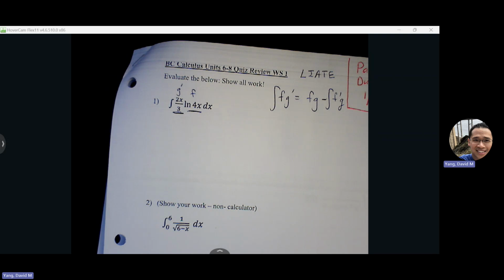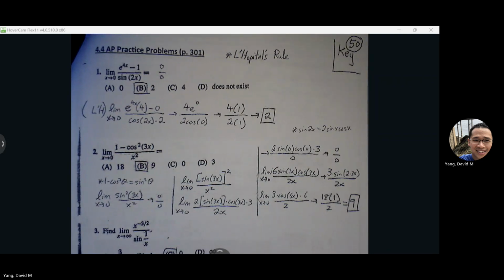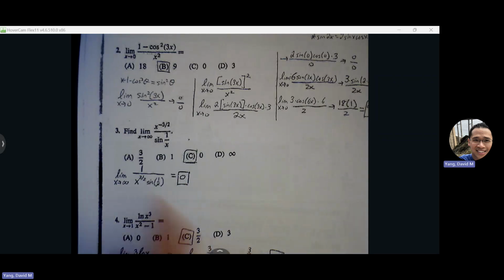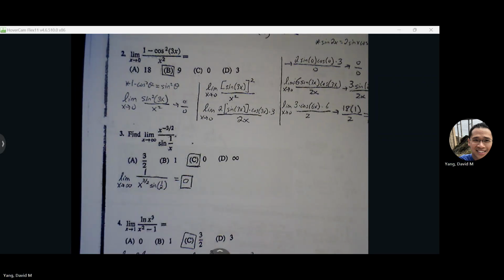Okay, which page? Okay. First one was number 3. I get why it approaches 0 because of the x to the 3 halves, but what would sine of 1 over x approach? Do we need to worry about that, or do you just ignore that when we're looking at the equations?